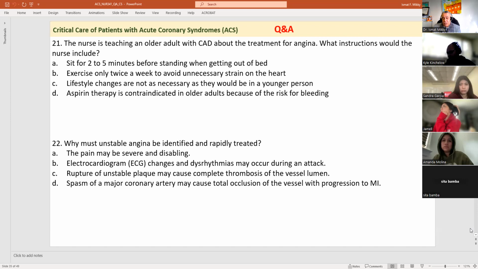Patients with unstable angina need immediate hospitalization and monitoring because the lesion is at increased risk of complete thrombosis, with the progression to become acute MI. So C is the correct answer.